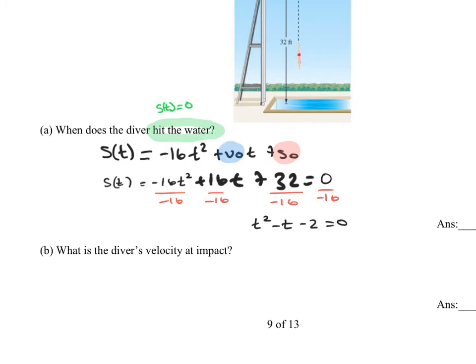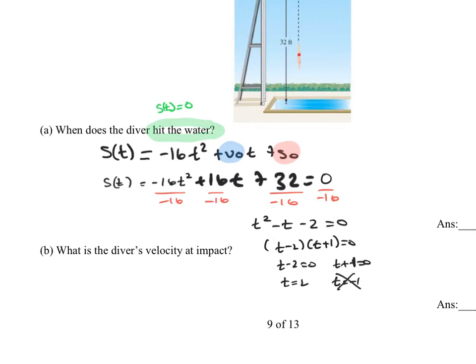Now I need two numbers that multiply to be negative 2. Again, I'm trying to factor, so the numbers need to multiply to negative 2 and add to negative 1. That would be t minus 2 and t plus 1 equal to 0. I've done no calculus whatsoever. Now I'm setting each one of those factors equal to 0. I'm going to get t equals 2 for the first one. t plus 1 equals 0 is going to give me t equals negative 1.